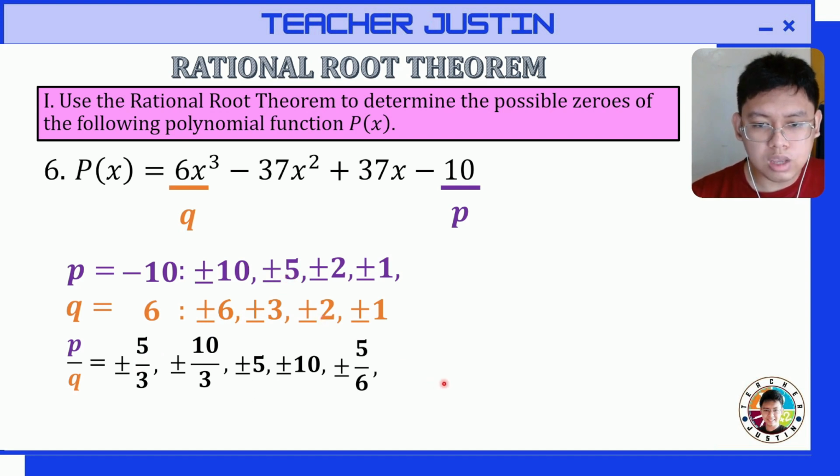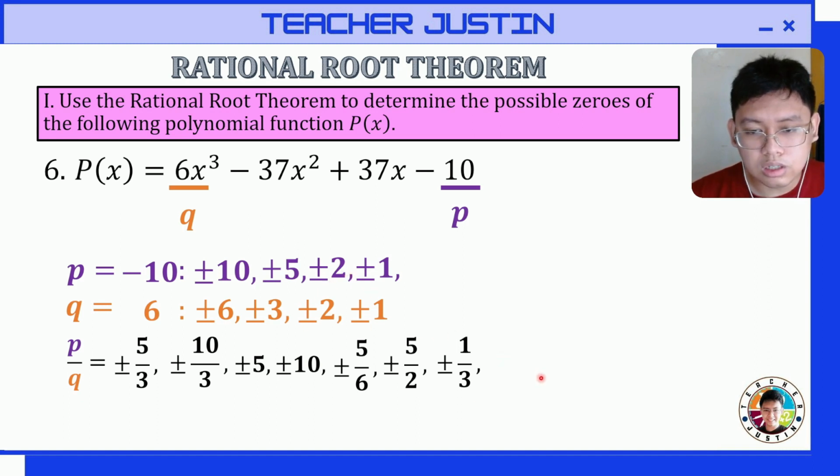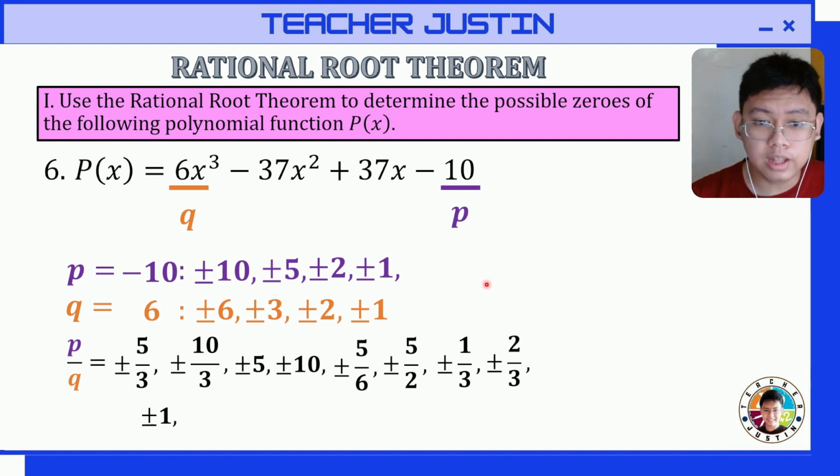5 divided by 2 is 5 over 2. So, 5 over 2, positive, negative, 5 over 2. And 5 divided by 1 is 5. So meron na tayong positive, negative, 5 dito. Now, punta naman tayo kay 2. 2 divided by 6 will be 1/3. So, positive, negative, 1/3. 2 divided by 3 is 2/3. So, positive, negative, 2/3. 2 divided by 2 is 1. So, positive, negative, 1. And then, 2 divided by 1 is positive, negative, 2.